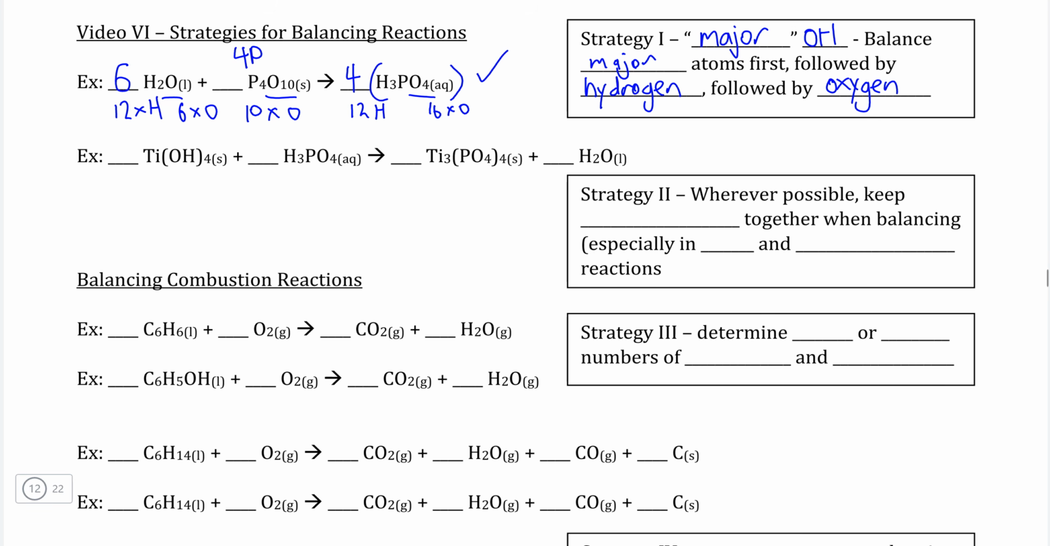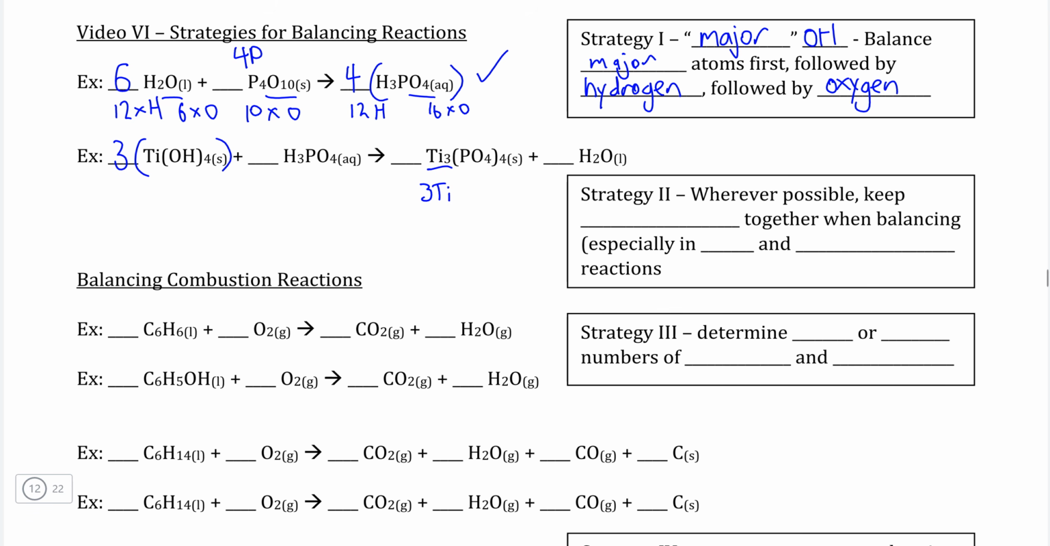Now in our second reaction, we can actually start the same way by balancing the major non-hydrogen and non-oxygen elements, of which the main one is the metal titanium. So we can see that there are 3 titanium in the product side, and we can add a balancing coefficient of 3 to balance out titanium on the reactant side.